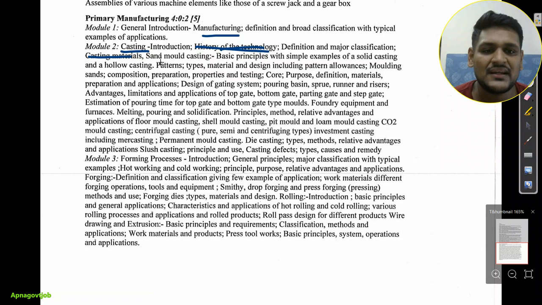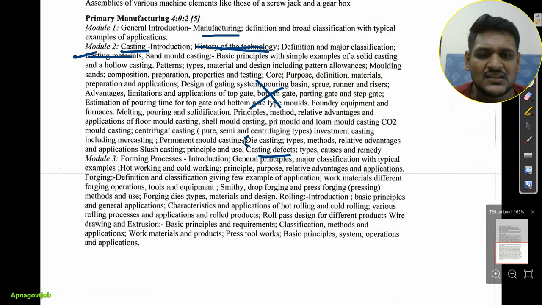Sand mold casting, okay, then basic principles also you can do. Okay, all these things, as per runner, risers, advantage, limitation, top gate, bottom gate. Okay, no need to study this much things here. Obviously, we don't have that much time to study. Okay, then die casting, casting defects also important, right? So in module 2, just focus on casting basically. If you want, then melting, pouring, solidification also there. Okay, just you can get the basic idea of that.